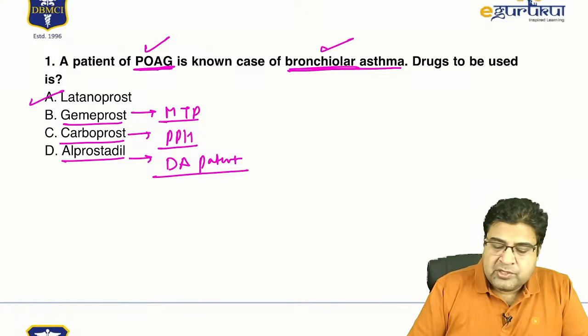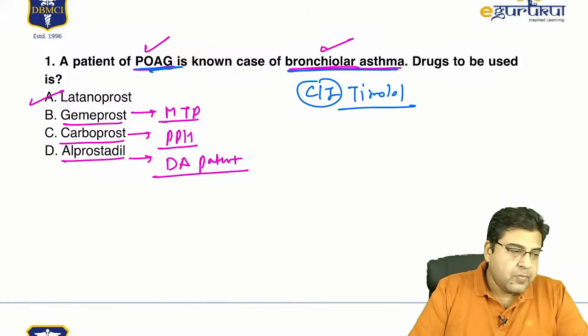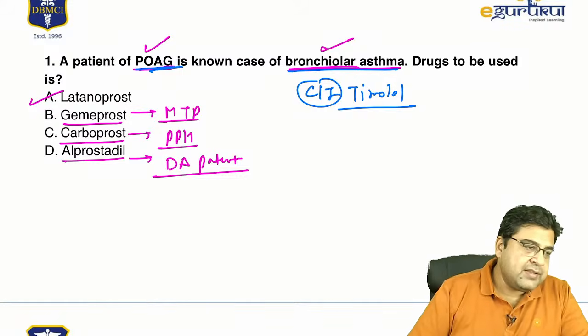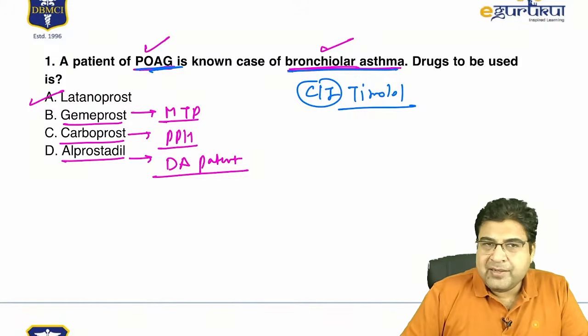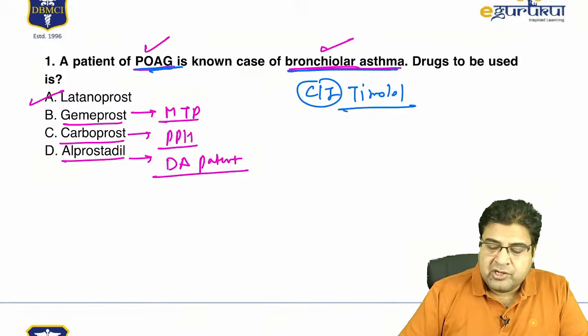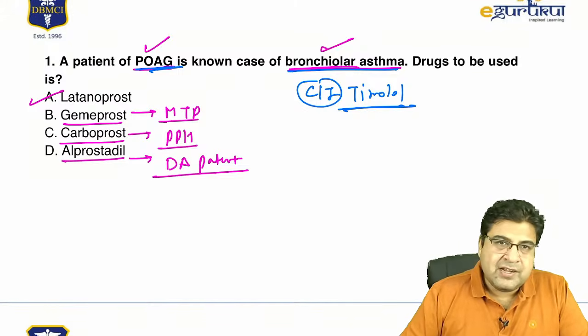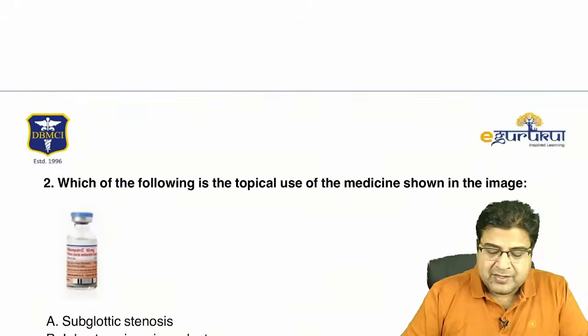So guys, let me tell you just for your information. In a glaucoma patient having bronchial asthma, timolol is the drug that is avoided. Timolol is a beta blocker, again a generation 1 beta blocker. I told you many times during my lecture, generation 1 beta blocker side effects are very important. So timolol is avoided, but latanoprost is the best answer here.